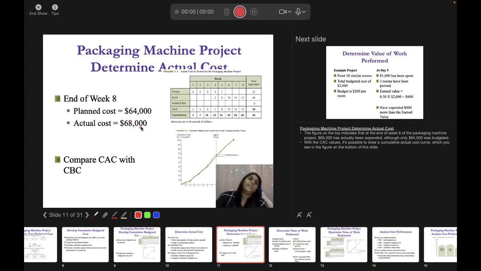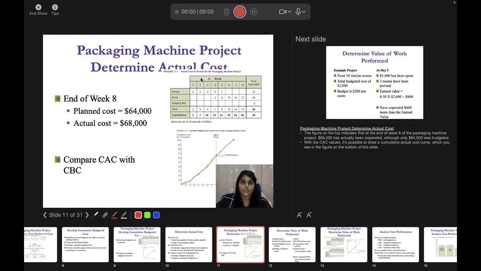That means the actual cost is 4,000 higher than whatever they have estimated, because they estimated 64,000. Now the real cost is 68,000. That means it is 4,000 higher. The actual cost had been incurring 4,000 higher than whatever they have planned. Now, why did this happen? Why did the increase of 4,000 occur?